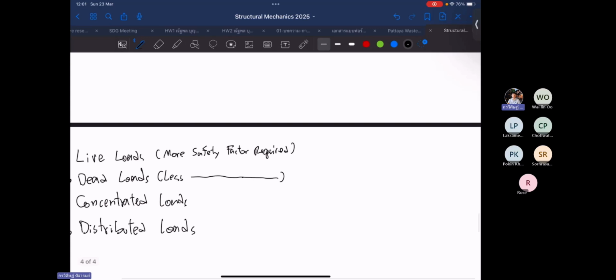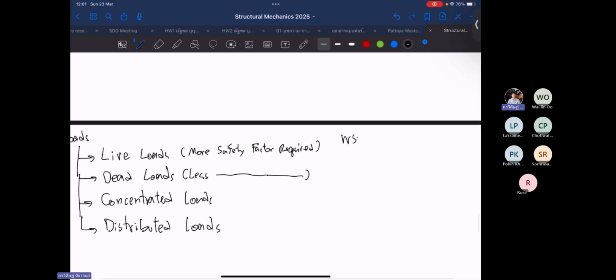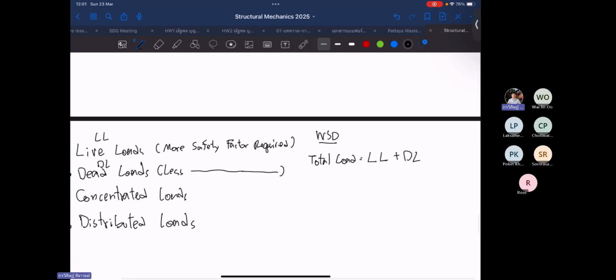So if we design using the working state design, the total load is equal to live load plus dead load, where this one is LL and this one is DL. For working state design, this is fine.